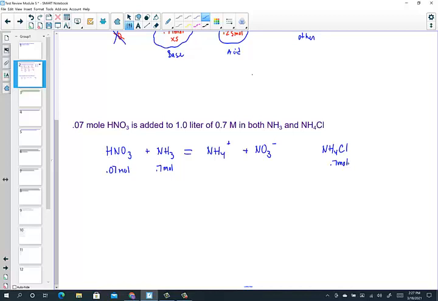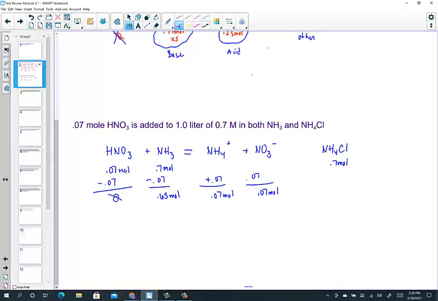Well, let's first conclude that we see that the strong acid is indeed the limiting reagent. And along the way, I see that I have 0.63 moles of the ammonia left at equilibrium. I have 0.07 moles of ammonium present at equilibrium. And I have 0.07 moles of nitrate at equilibrium.